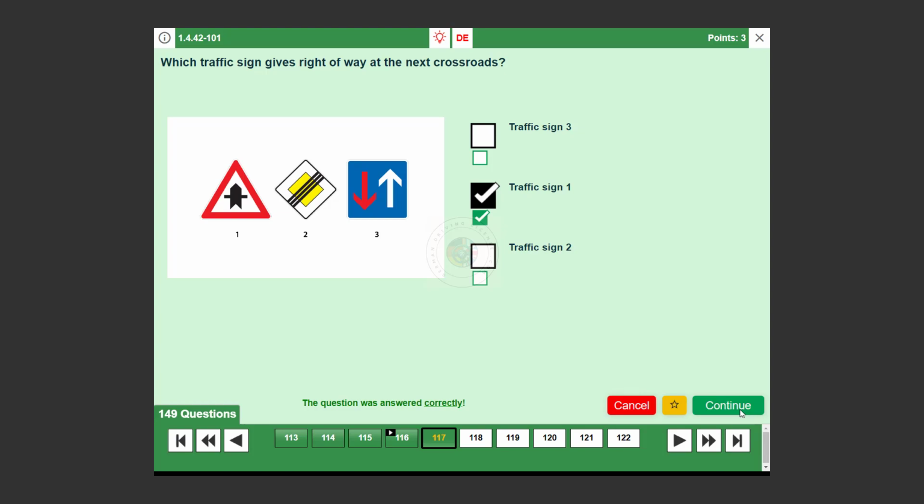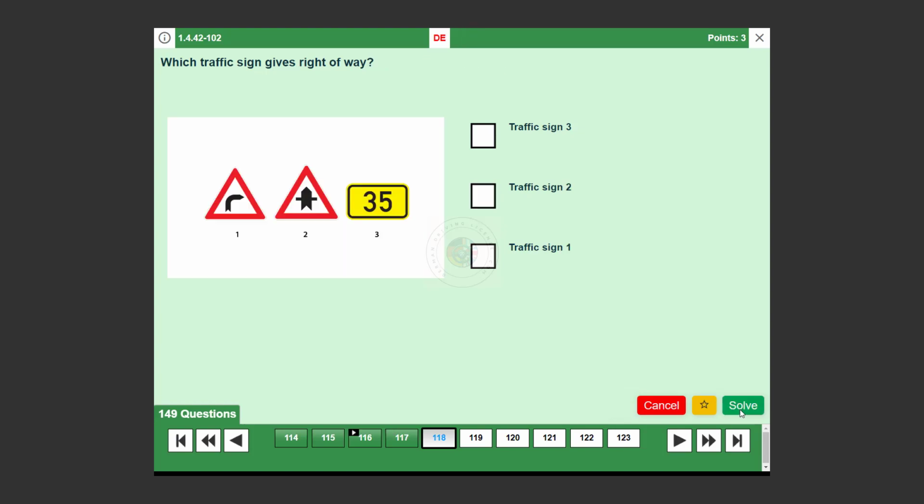Question number 118. Which traffic sign gives right of way? Traffic sign 3. False. Traffic sign 3 does not indicate right of way. Traffic sign 2. True. Traffic sign 2 indicates that right of way exists at the next intersection or junction. Traffic sign 1. False. Traffic sign 1 does not give right of way.